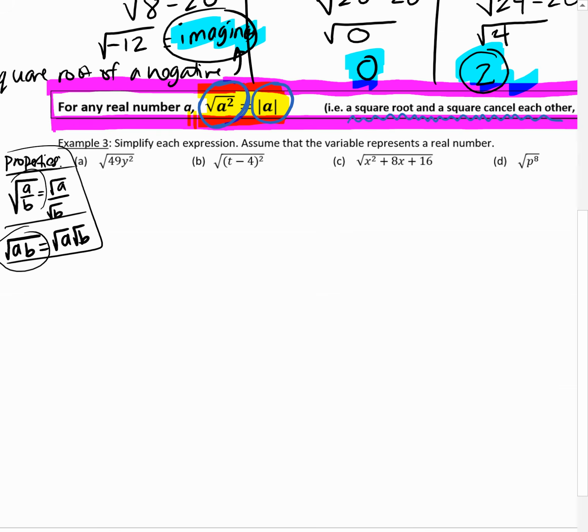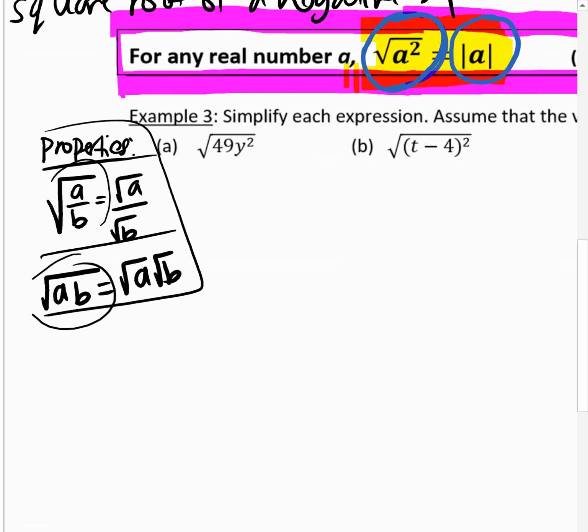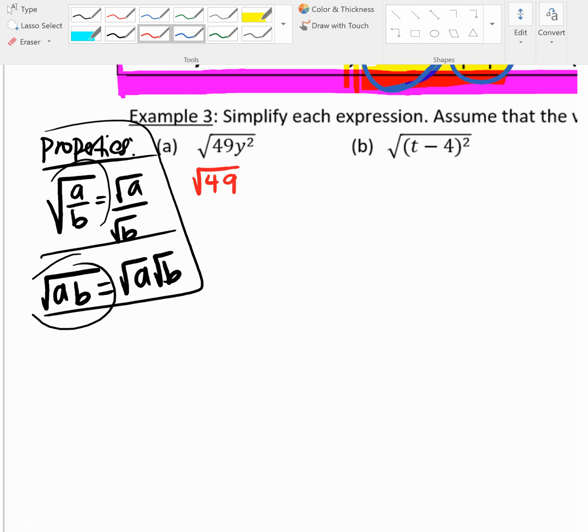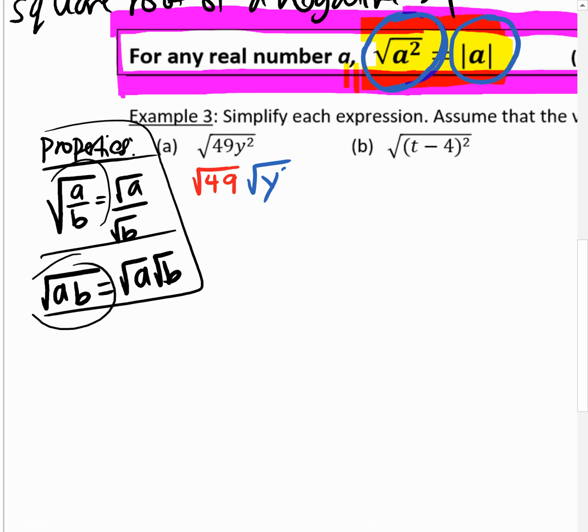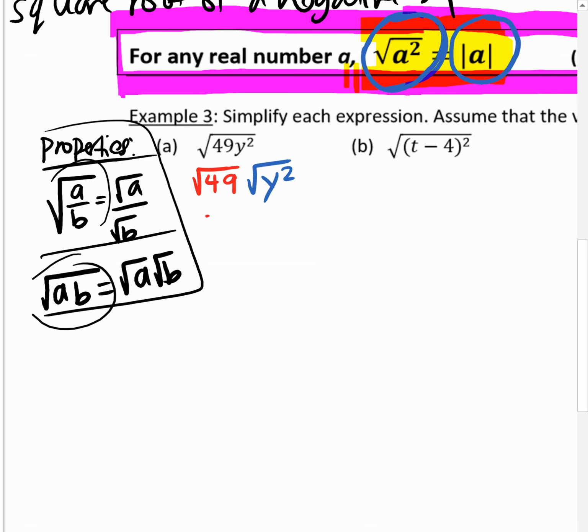Those are pretty important. But notice in part A, I have two things multiplying inside. I have 49 multiplying by y squared, so I'm able to simplify this or split it into two roots, which makes it easier because then you focus on one, simplify it, and then focus on the other. So first, the square root of 49, that's 7. And you don't need an absolute value for that because it's just a number.